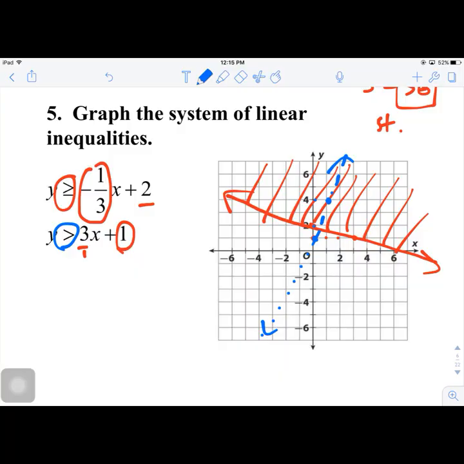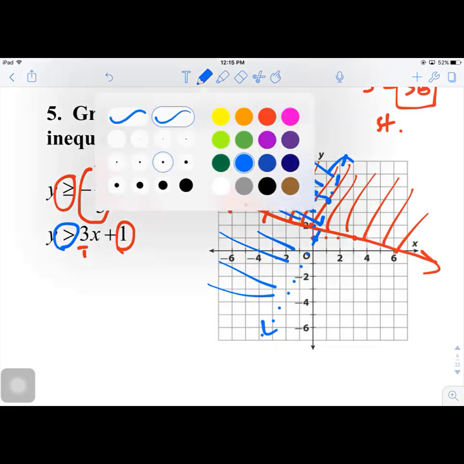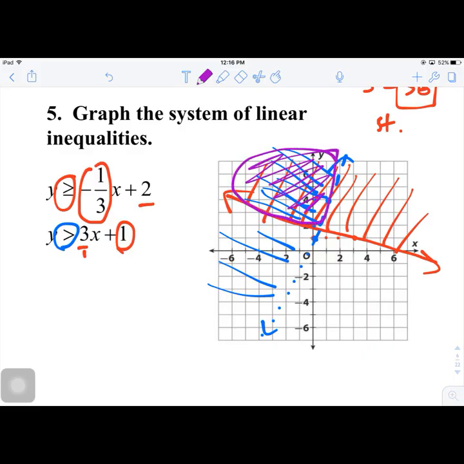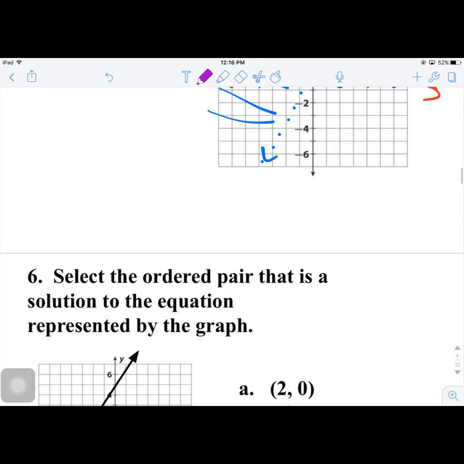And this time is greater than also, so the solutions are also going to be above the line. And technically it's over here too. But now we have to combine the two systems together. So we realize that in the middle is where the two solutions overlap. So here is the complete solution for the system of inequality. So the answer is in the top left corner, and that is the solution.